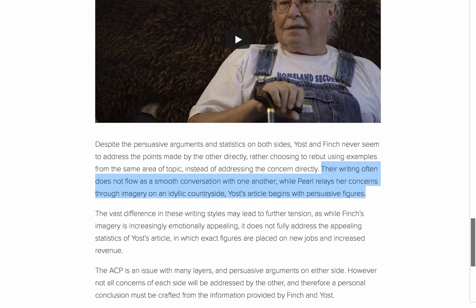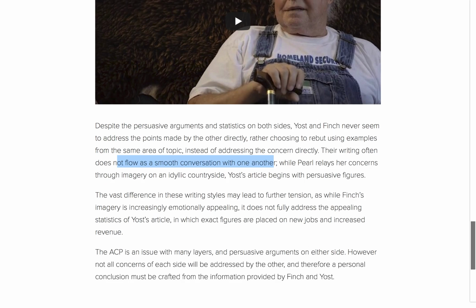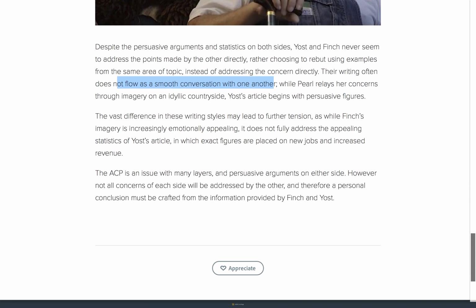Really good stuff there. I would just say, "does not flow as smooth conversation with one another" is kind of a confusing statement. So just trying to clarify stuff like that, and that's where getting another reader in would really help. Sometimes it makes sense to you, but it doesn't make sense to your reader.